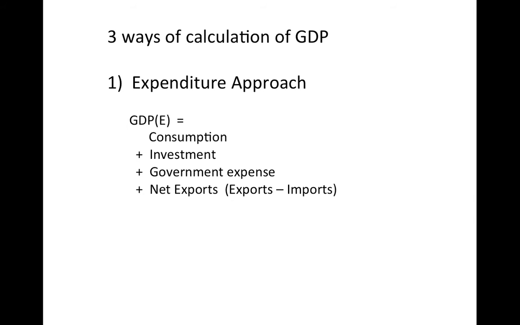There are three approaches to calculate GDP. The most prominent one is the expenditure approach. Look here. GDP equals consumption plus investment plus government expense plus net exports. The summing of all these expenditures gives the value of GDP. To help you understand, I'll give you quick examples of each one here.